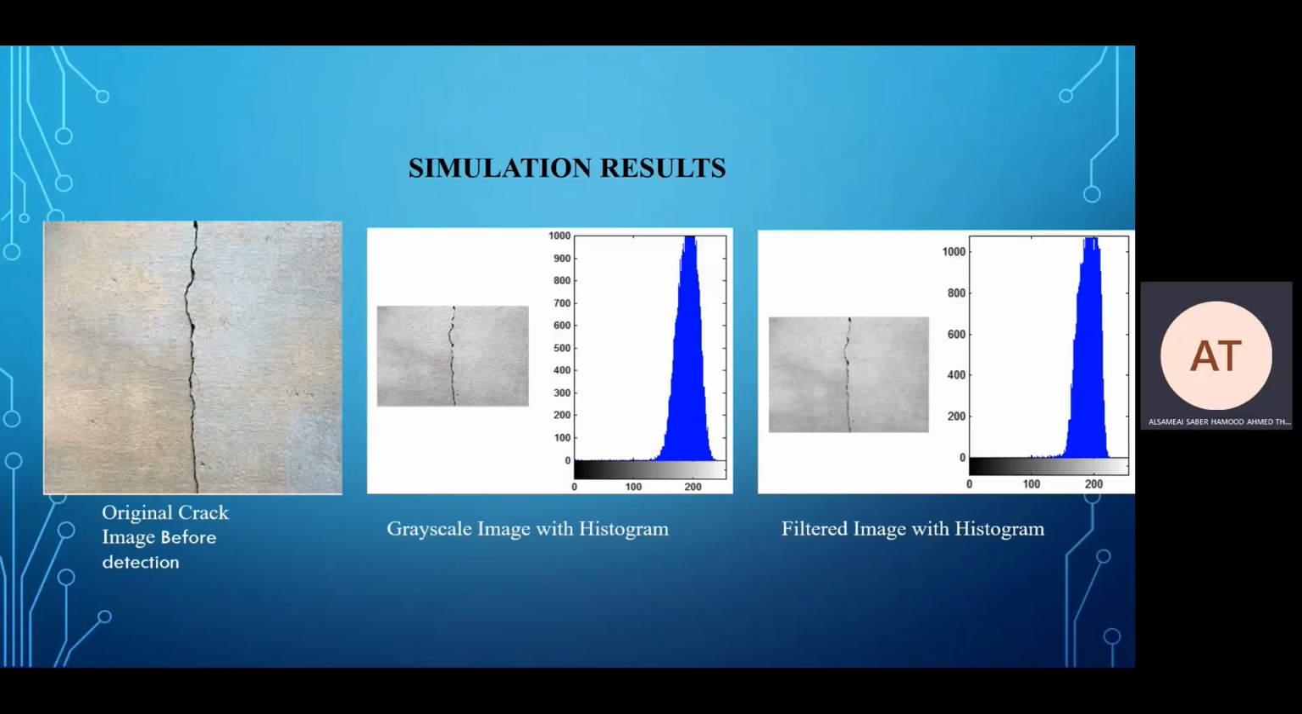The simulation results were done in MATLAB software, and the first algorithm tested was the offline algorithm, where a simple image of a crack was tested on the Simulink program. The original image was taken from Google Images, and its resolution was 194 times 259 pixels. The image was then converted to grayscale image using the RGB to intensity block function.